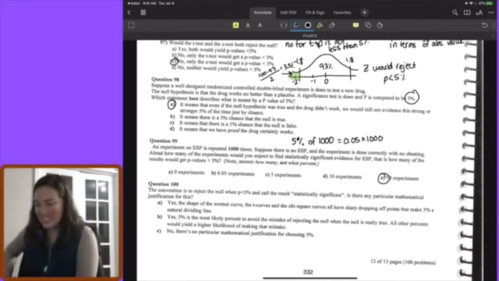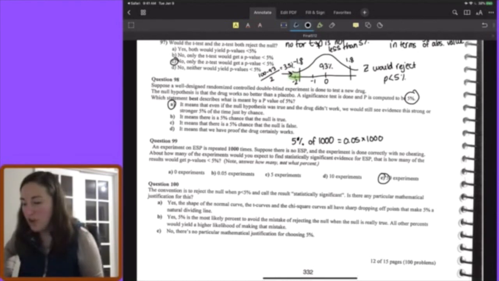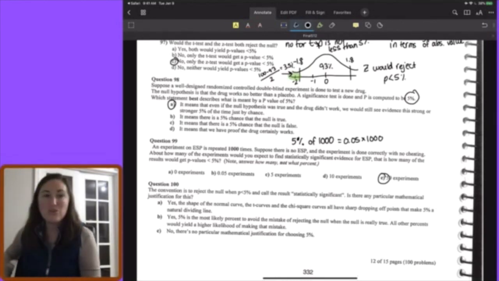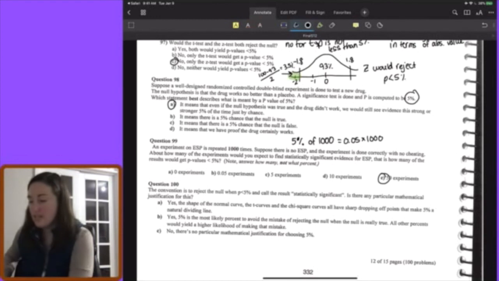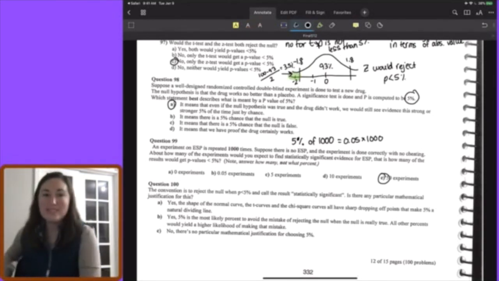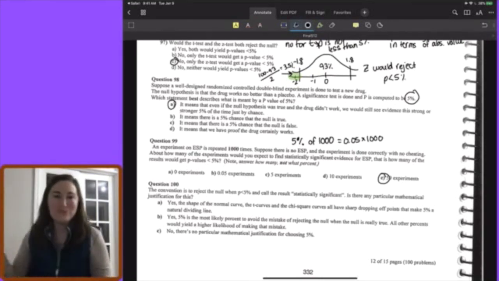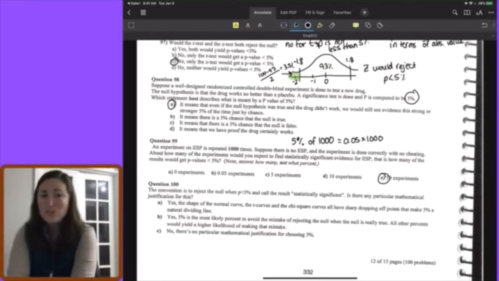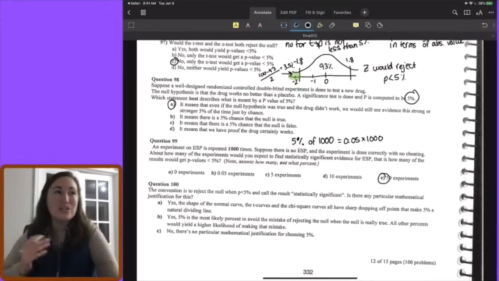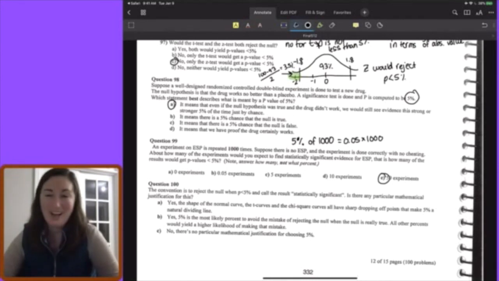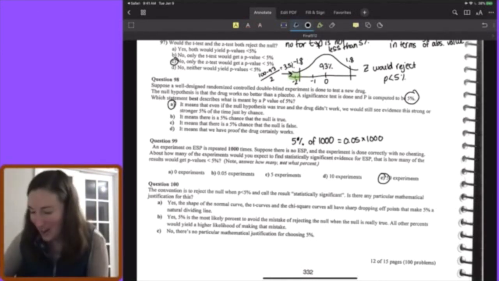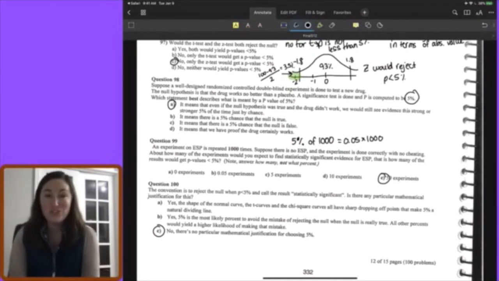And then the last question. It says the convention is to reject the null when p is less than 5% and say the results are statistically significant. Is there any mathematical justification for this 5% cutoff? Even though it seems like a lot of people use this 5% cutoff, that there should be a mathematical justification, there's really not. It's just commonly used. It was arbitrary. And it's kind of now just a practice to use the 5% cutoff. People love 95% confidence intervals. The answer should be no. There's no particular justification for choosing 5%.